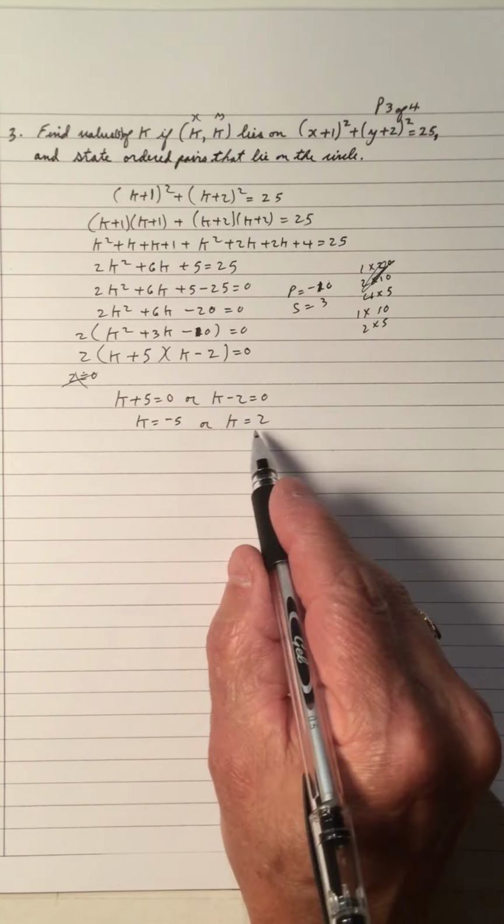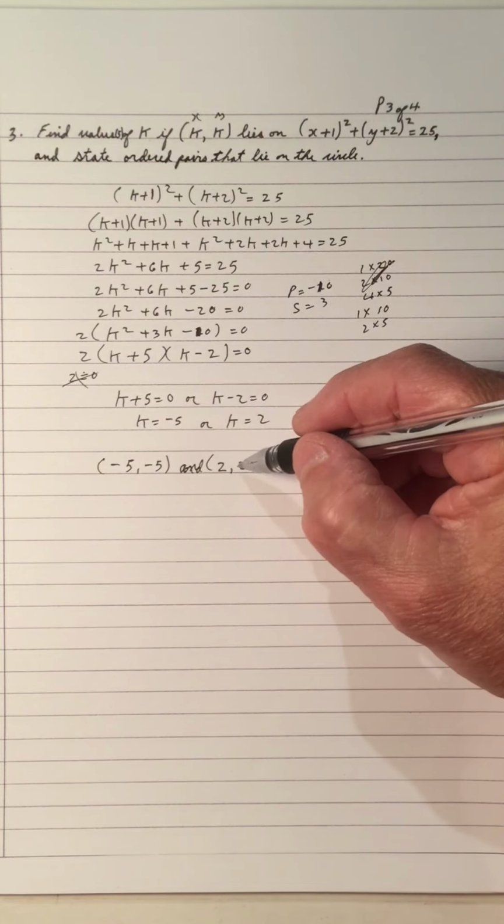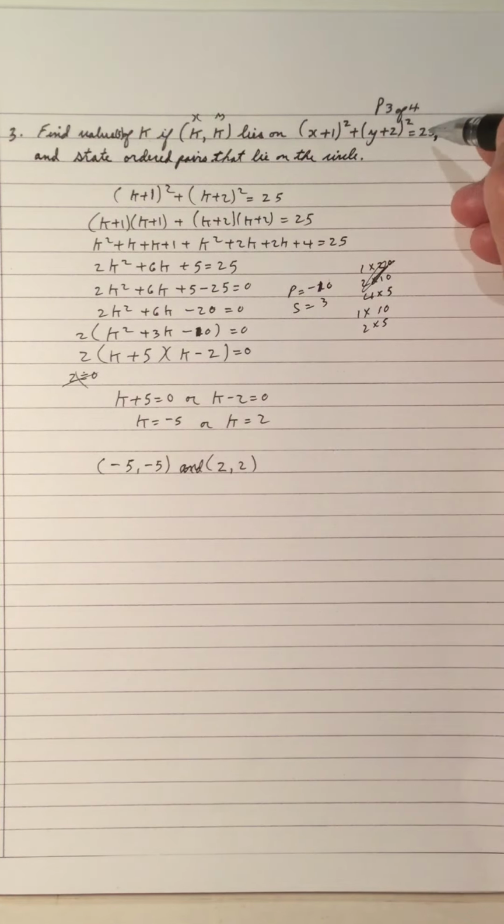So the ordered pairs are negative 5, negative 5, and, I shouldn't say or, because both of them, 2, 2. So these are the ordered pairs that lie on this circle. Negative 5, negative 5 and 2, 2. If you take 2, 2 and sub in here, you'll get 25. If you take negative 5, negative 5 and sub in here, you'll get 25. So these are the two ordered pairs that make this true.